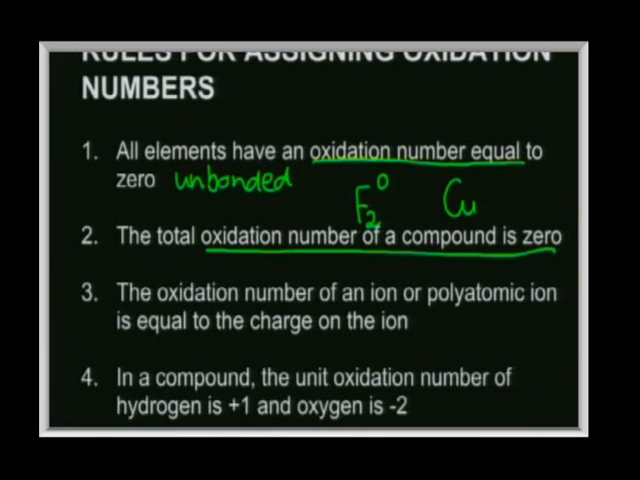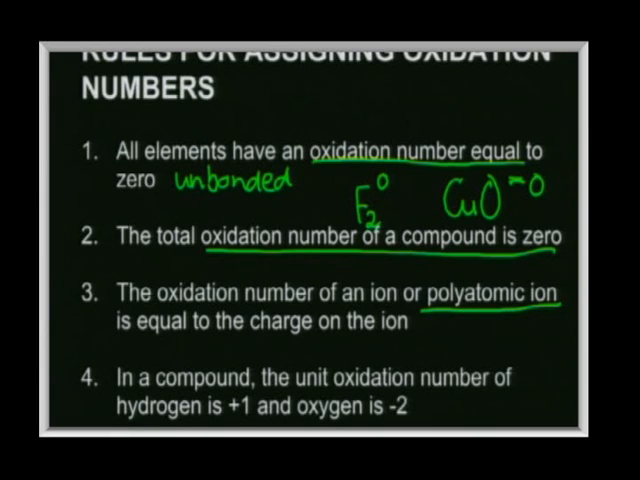If we look at another compound like copper oxide, CuO, the sum of the 2 oxidation numbers of those elements would have to equal 0. So if I look at any compound and it's a neutral compound, then the oxidation number will be 0. If we look at the third rule, it refers to that of a polyatomic ion.